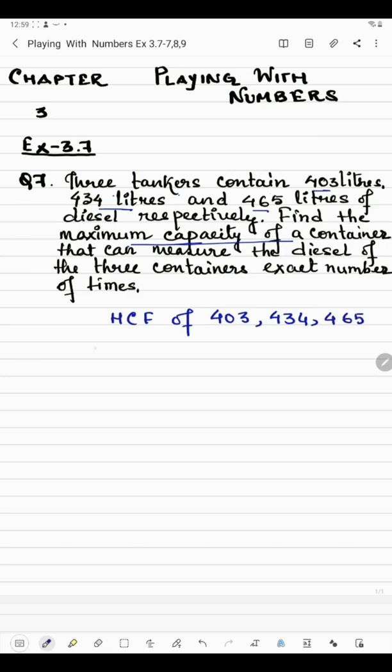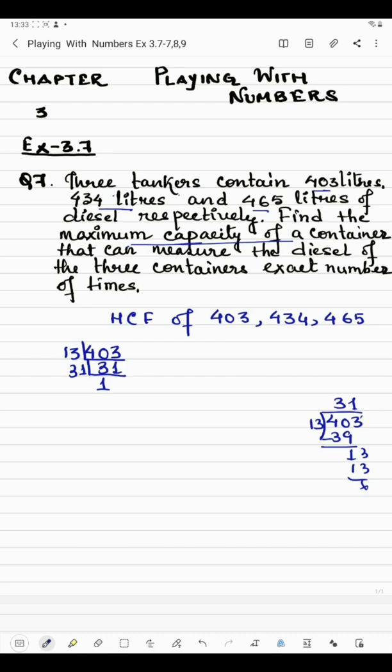Okay, so 403 is divisible by 13. See here, if you divide 403 by 13, 13 3s are 39, so it's 1, then 13 1s are 13. So here I've got 31. Now 31 1s are 31.